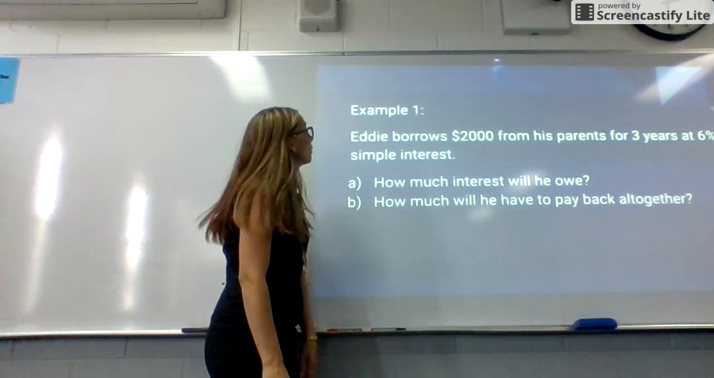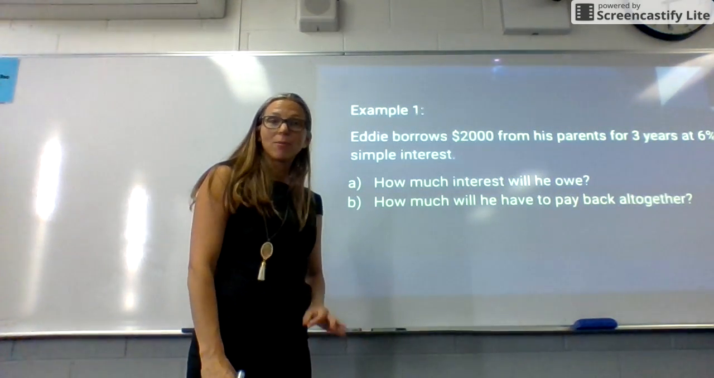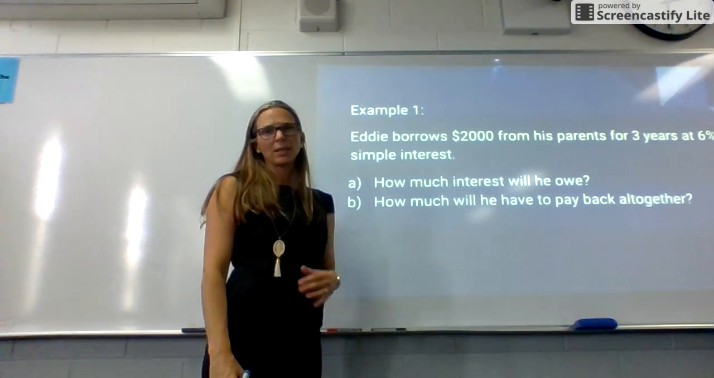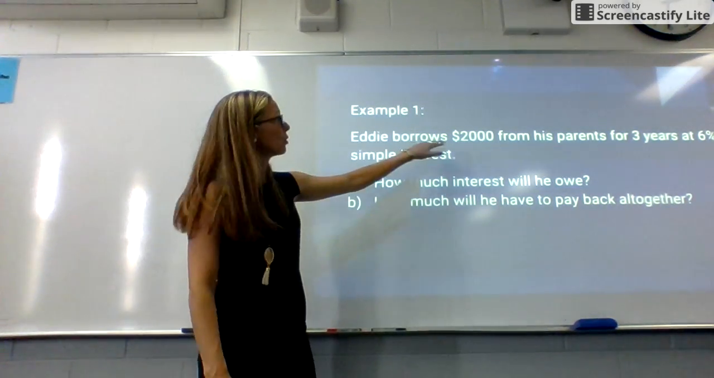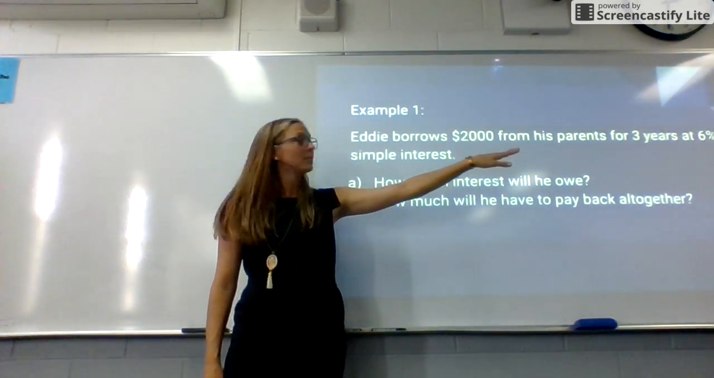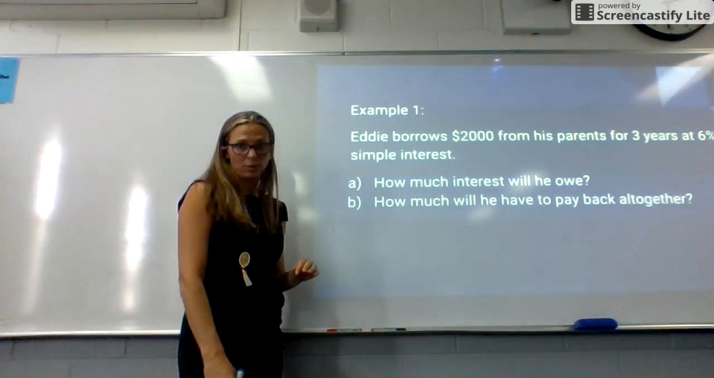Hi there. So we're going to start with example 1. We're looking at simple interest. I really advise that for every question, you really read it slowly and twice. So Eddie borrows $2,000 from his parents for 3 years at 6% per annum simple interest.